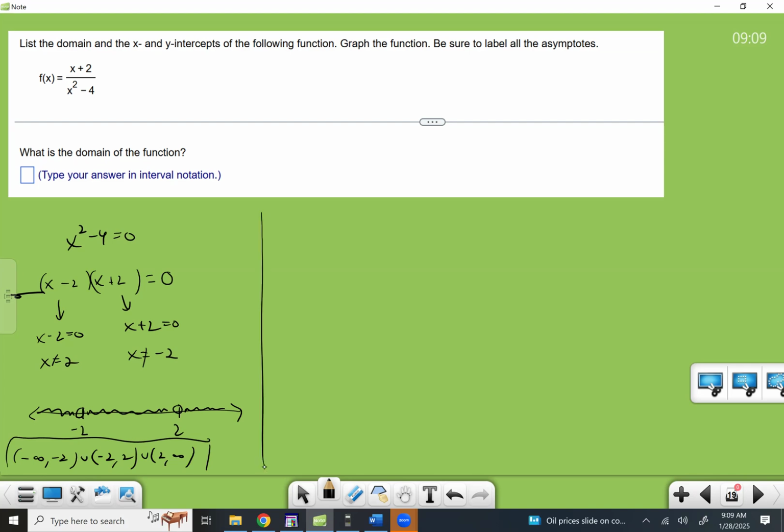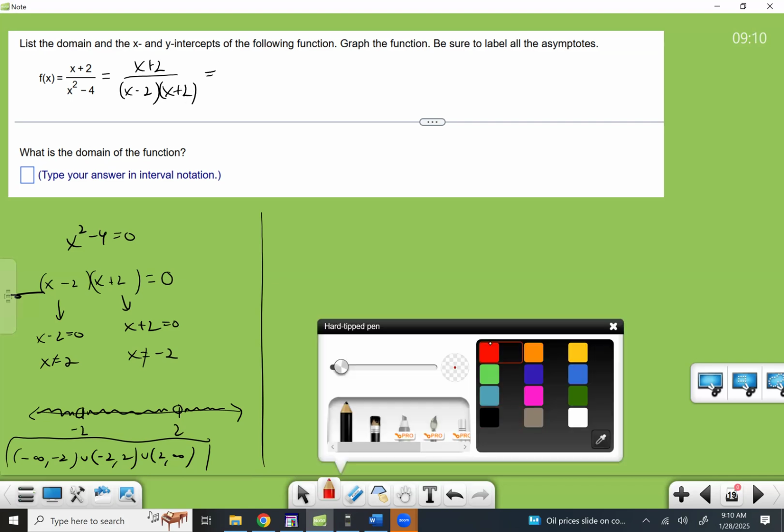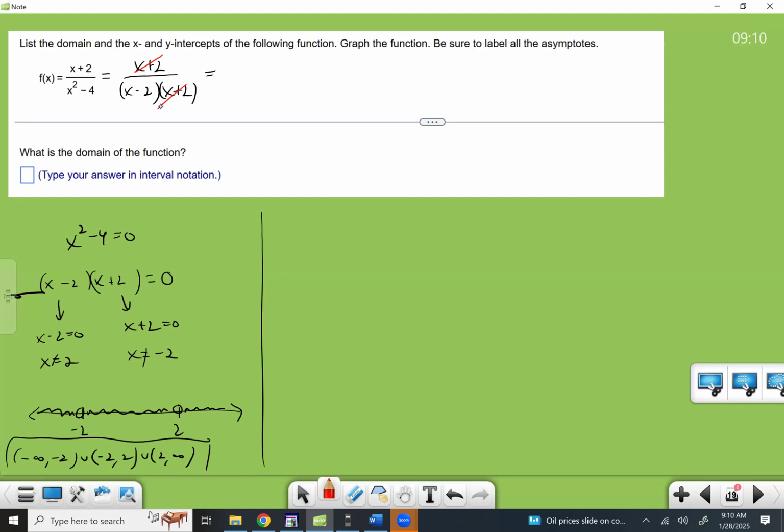Now we're going to go ahead and look at the intercepts. But first, we have to remove all holes. So we're going to take x plus 2. And remember, we factored this as x minus 2, x plus 2. Any common factors of the numerator and the denominator are a hole, so we need to remove them, okay? So it looks like we have a hole at, if we set x plus 2 equal to 0, we get -2. Basically, it's always the opposite sign. So there's going to be a hole at -2.